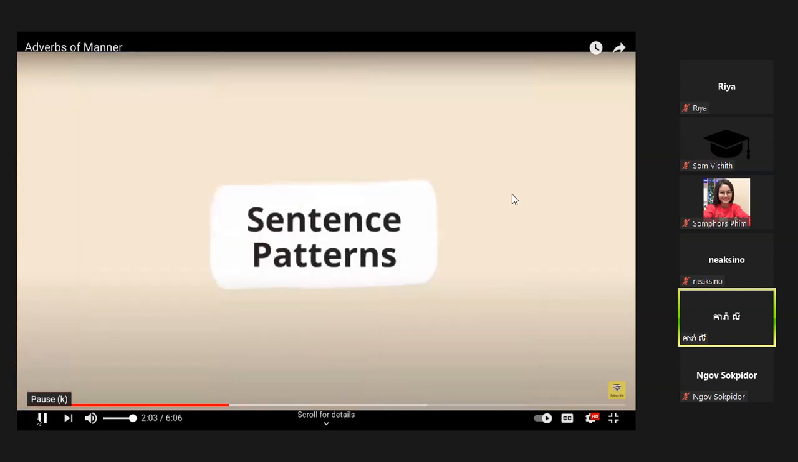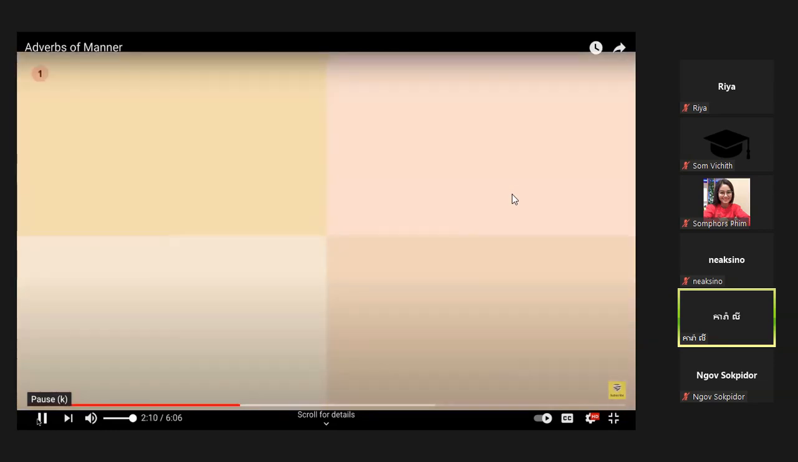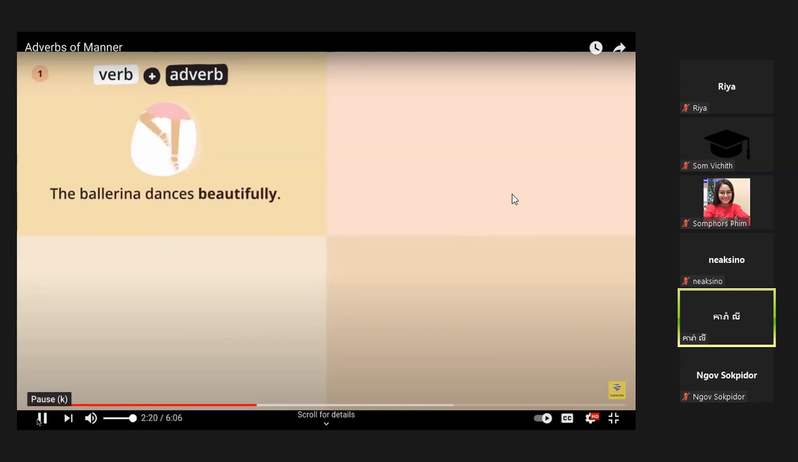There are four common sentence patterns for adverbs of manner in English. The first pattern is verb plus adverb. For example, in the sentence, the ballerina dances beautifully, the adverb beautifully follows the verb dances. Beautifully describes how the ballerina dances.